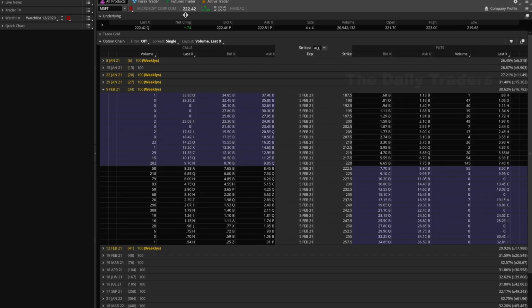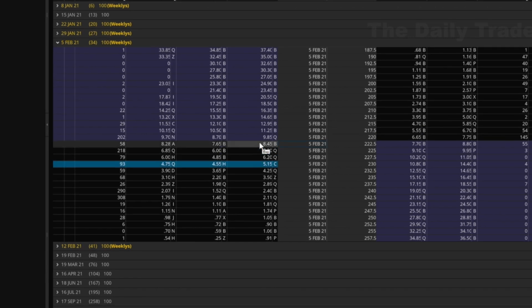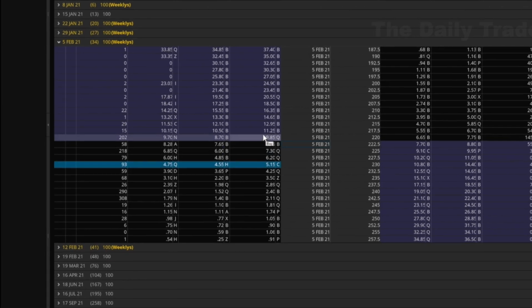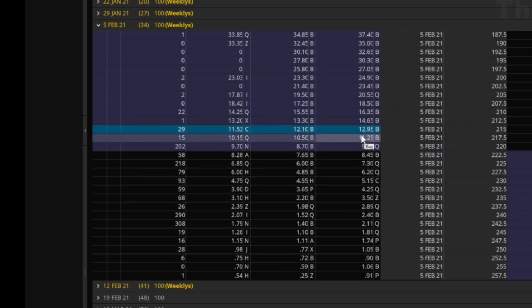So Microsoft is currently at $222. This would be the $230 call. Currently, it costs $5.15. I'm going to be looking at something further in the money. I like to go 1 to 2 contracts in the money in case the price pulls back a little in the near term. I'm going to keep most of that value. So I'm going to go with the $215 call for $12.95. I'm going to click buy.